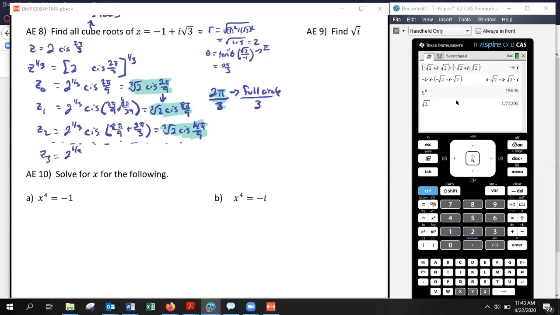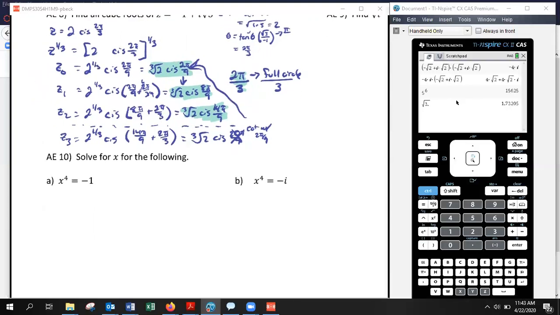This is 2 to the 1/3 cis. We take our 14 pi over 9, and we add another 2 pi over 3. We are going to get cube root of 2 cis 20 pi over 9. Now, hopefully you recognize that 20 pi over 9 is coterminal with 2 pi over 9. And if you notice, that was the principal root we started with.